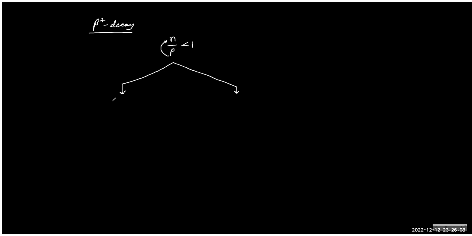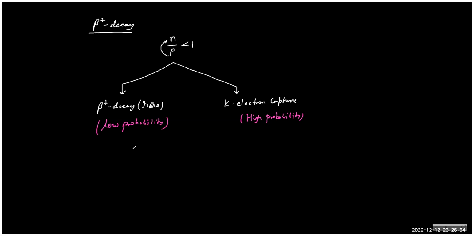So this conversion is achieved by two processes in the nuclear world. One is the beta plus decay, and this is called the rare process. Other is called the K electron capture. These two processes compete with each other, and the winner is definitely K electron capture in most of the cases. So this is high probability, but the other process will be low probability. We'll talk about both the processes one by one. So beta plus, because I'm going to discuss.